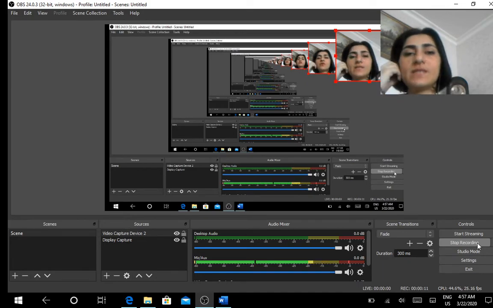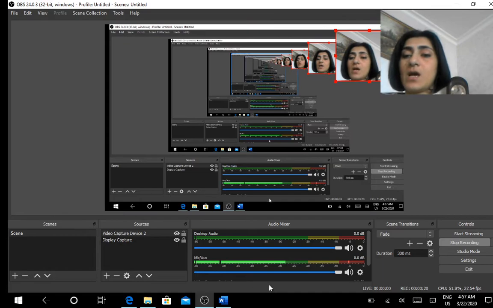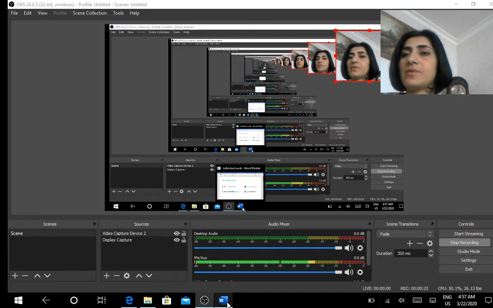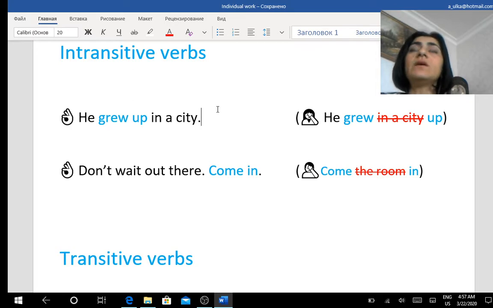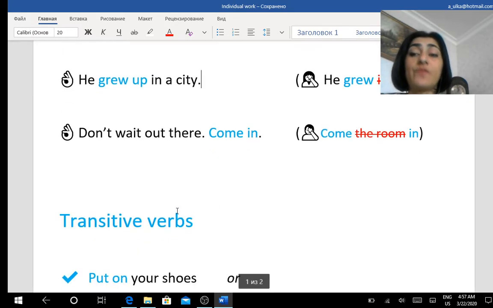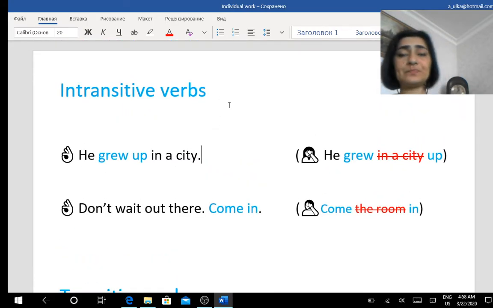Intransitive and transitive verbs. There are some phrasal verbs that are called intransitive. Let me show you some examples on my screen. Some phrasal verbs are called intransitive, but there are a great number of phrasal verbs that are called transitive. So let's start with intransitive verbs.